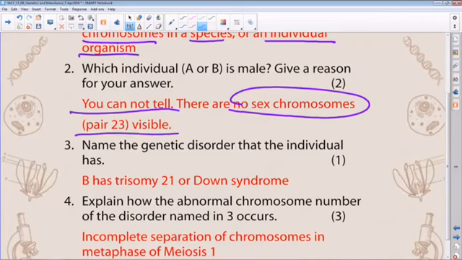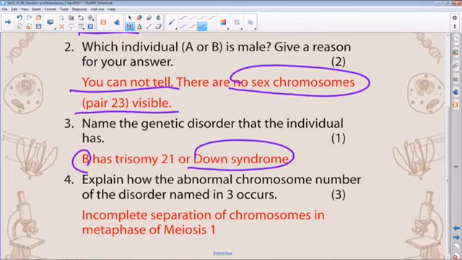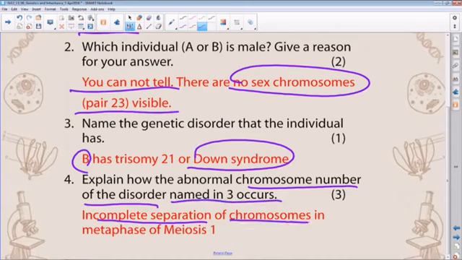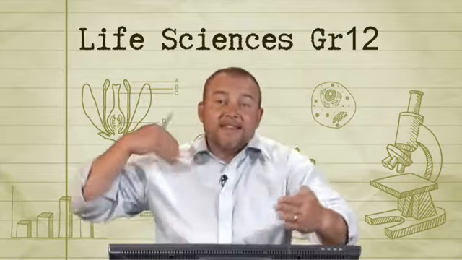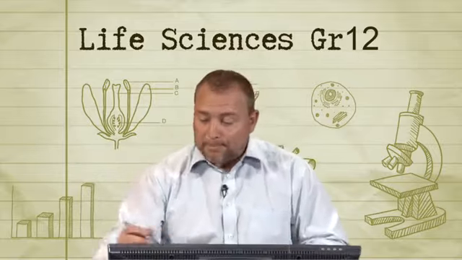Okay, next one. Name the genetic disorder that the individual, number B, has. And remember, we said there was an extra chromosome on number 21, which means that person has Down syndrome. Okay, and it says explain how the abnormal chromosome number of this disorder named in 3 occurs. It is an incomplete separation of chromosomes in the metaphase of meiosis 1. Can you remember that? Okay, got to remember, things come together all the time.